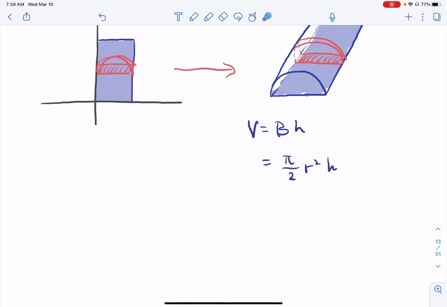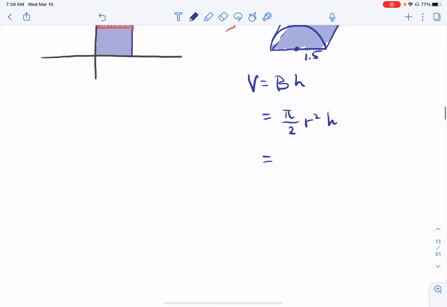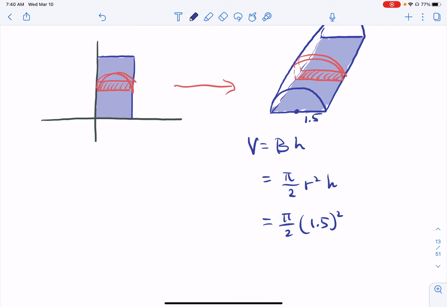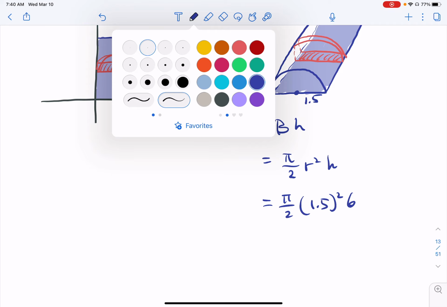Now this is where it's a little bit different. Since we're doing semicircles, we want a radius. This whole length here would be 6, so our radius this time is 1.5. Does that make sense? Which we will square: pi over 2, 1.5 squared multiplied times our height, and our height was 6, and then we can do some cancellation as we did before.